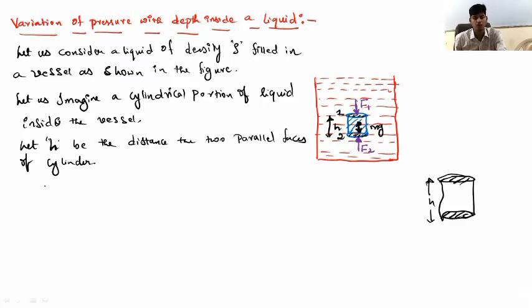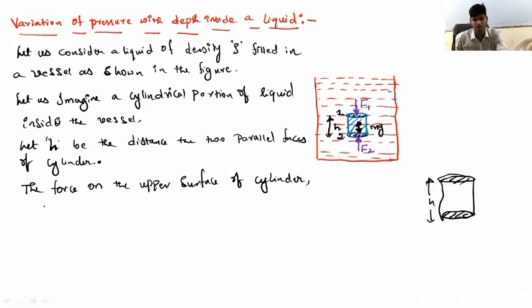Right? Now the force on, we know liquid exerts normal force on any surface that is in contact with it. Now the force on the upper surface of cylinder is F1. F1 is equal to P1 into A. What is P1? P1 is pressure at point 1.